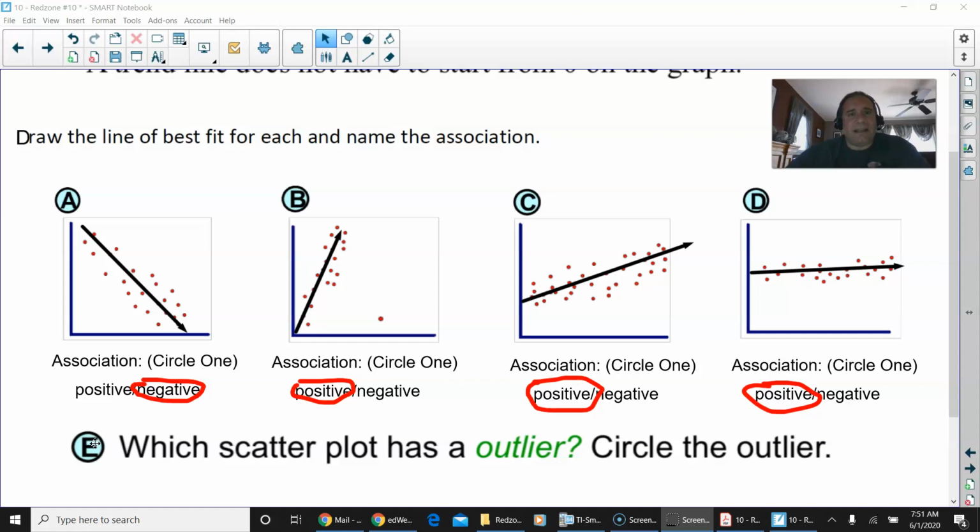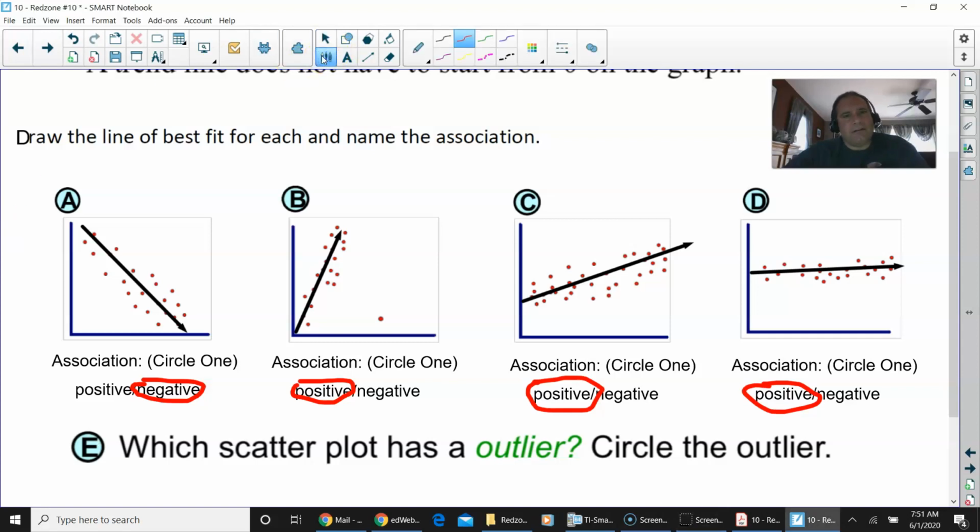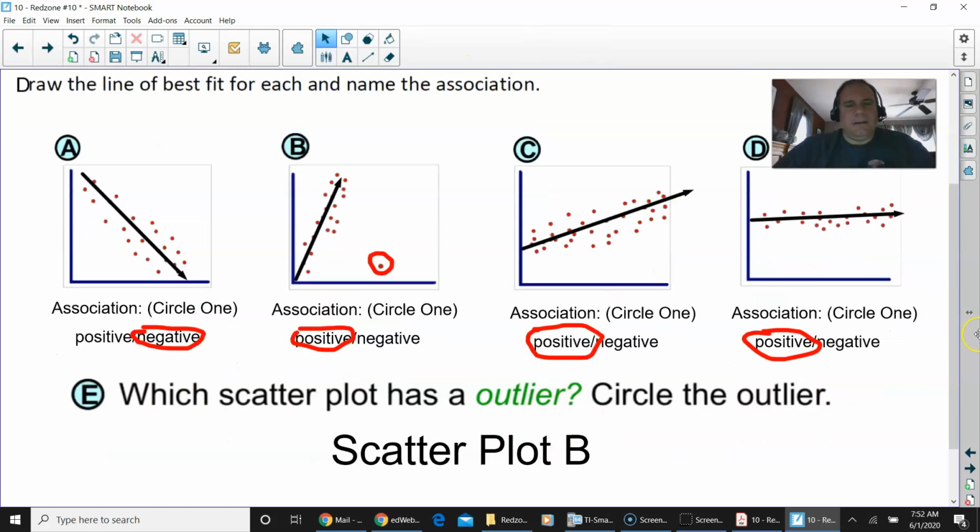Which scatter plot has an outlier? Just remember, an outlier is a point that is all the way, it's like basically separate. It's all on its own. And there's one of these scatter plots that has an outlier, obviously, and it wants you to circle it. So circle that outlier now. Yep, if you did circle this right here, you are correct, and it's scatter plot B that has the outlier.